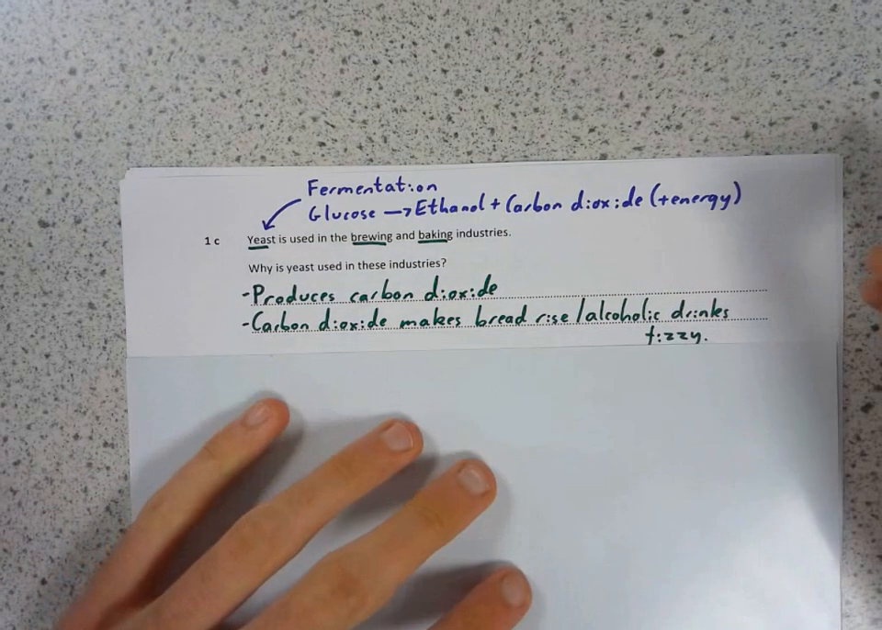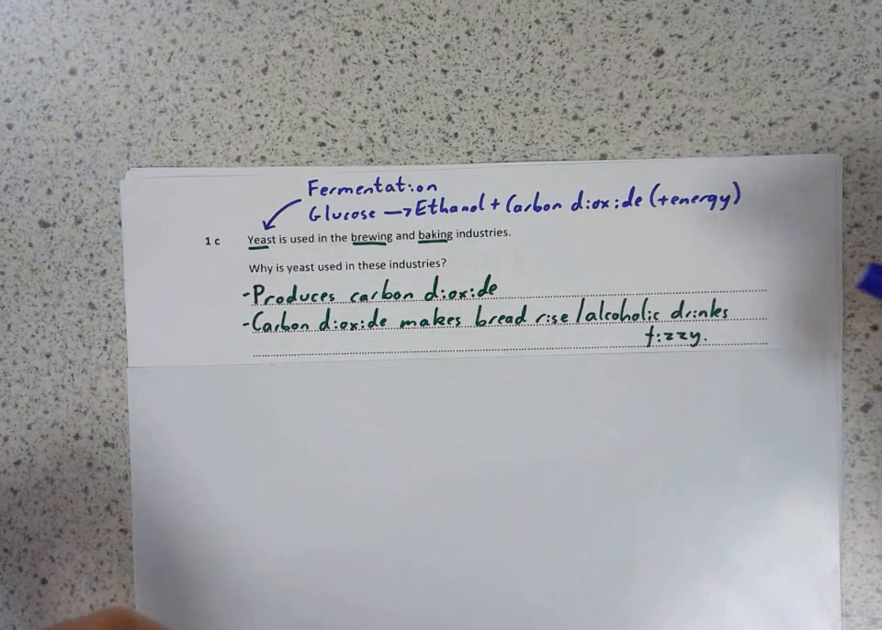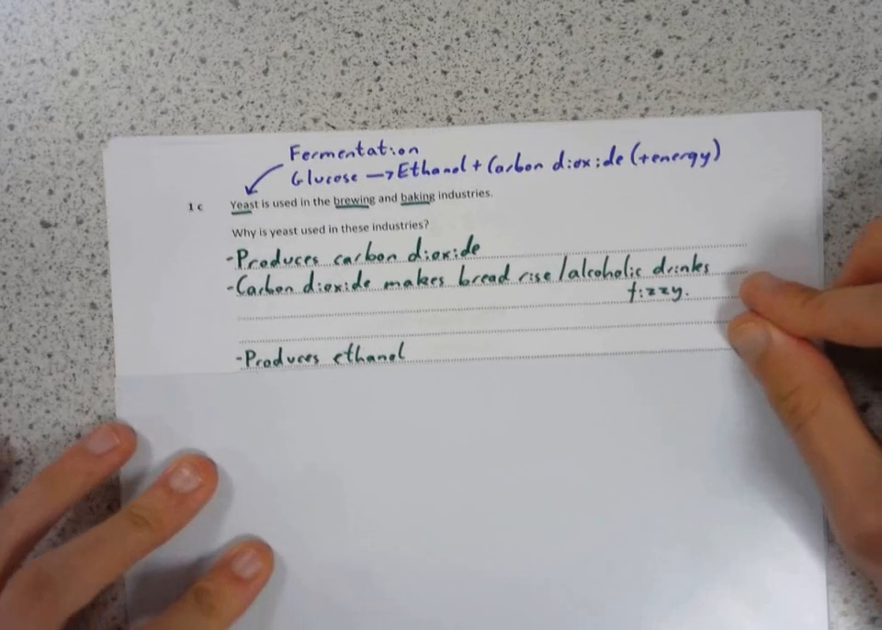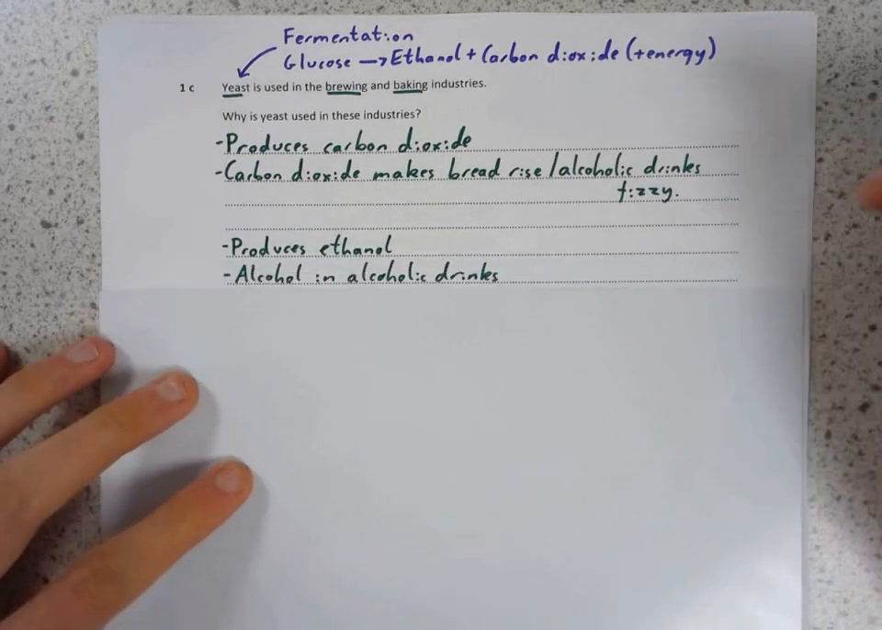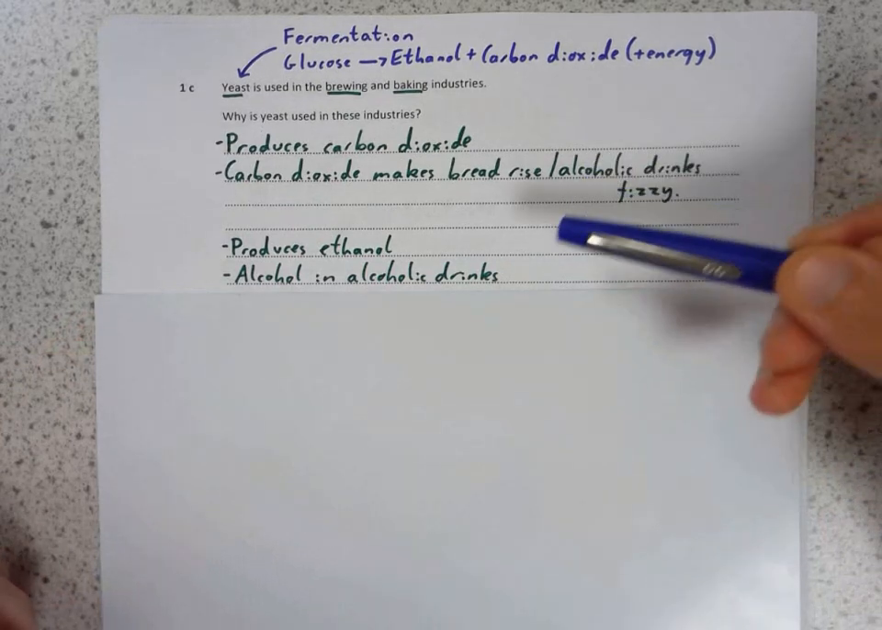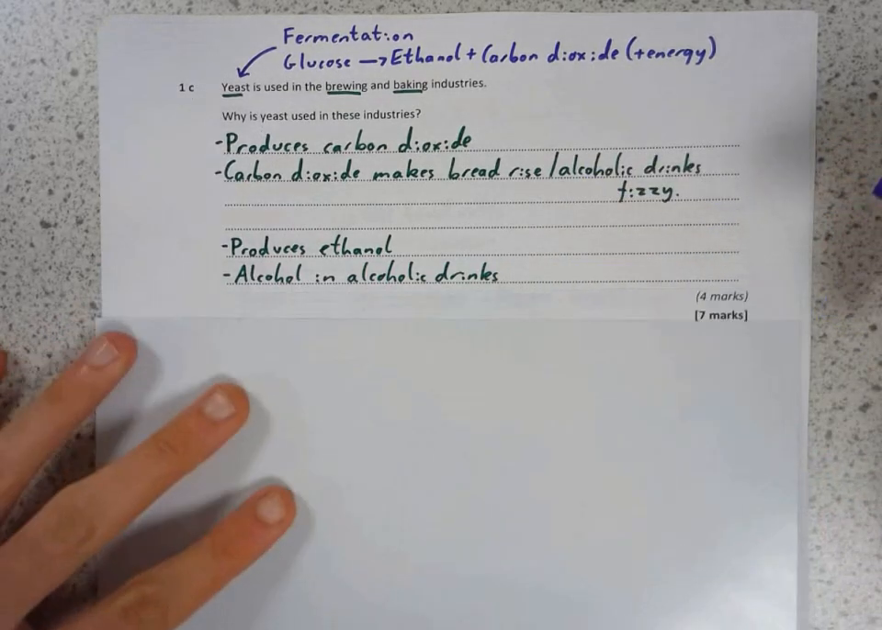and it can also make alcoholic drinks fizzy as well. So the little bubbles in alcoholic drinks are carbon dioxide. Yeast also produces ethanol, and ethanol is the alcohol in alcoholic drinks. Okay, so 1, 2, 3, 4 marks there, 4-mark question.